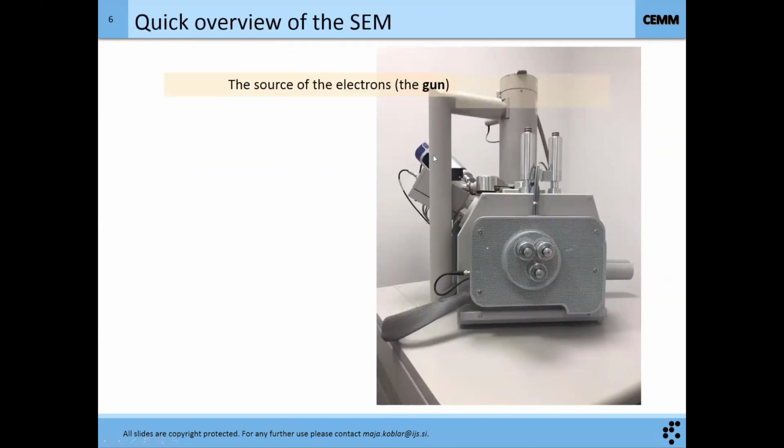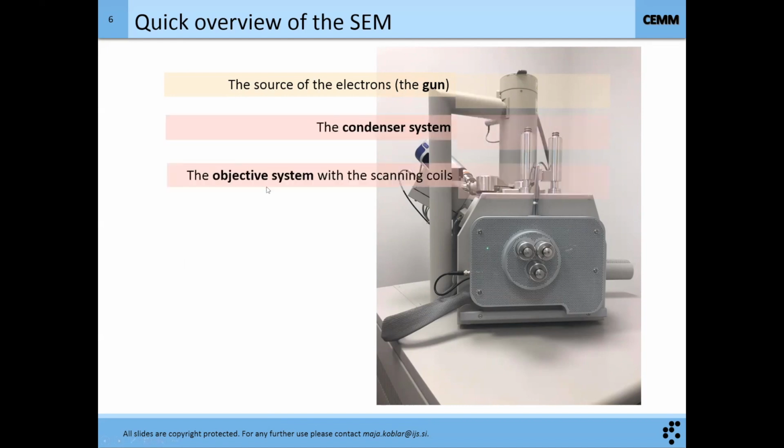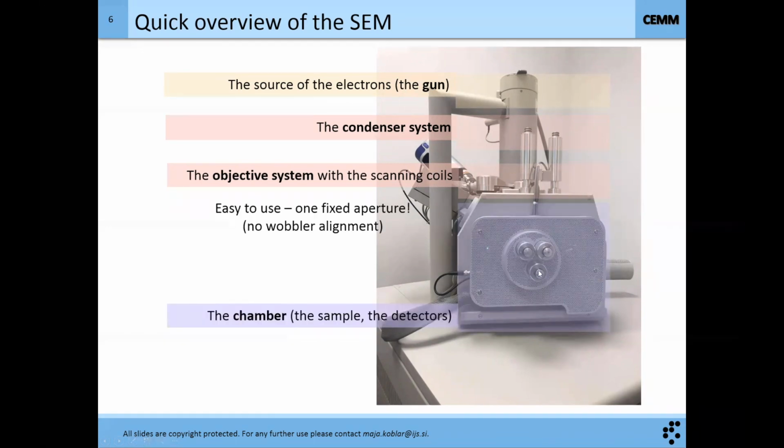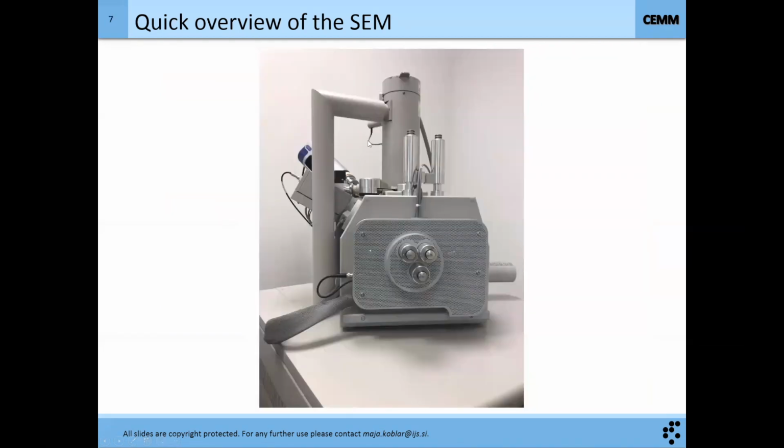A quick overview of the SEM. It's really simple; it's the same as any SEM. You have the gun, the condenser system, the objective system with the scanning coils, and here you have the chamber with the sample and the detectors. What is a really neat thing here is that we have only one fixed aperture, so no need for wobbler alignment.